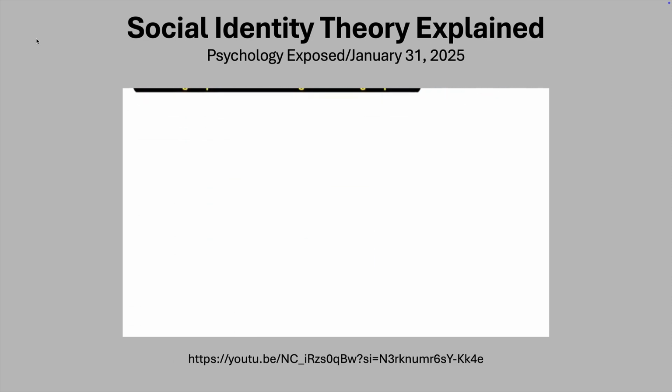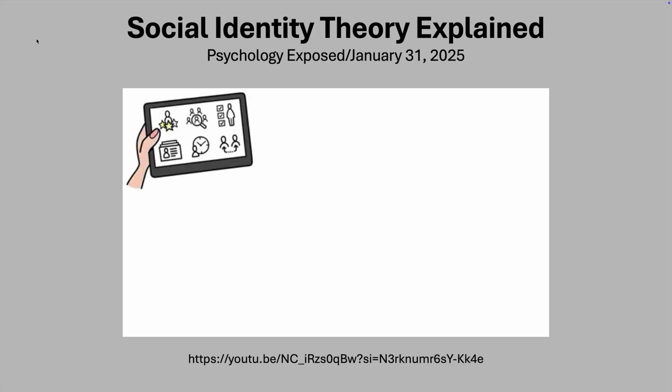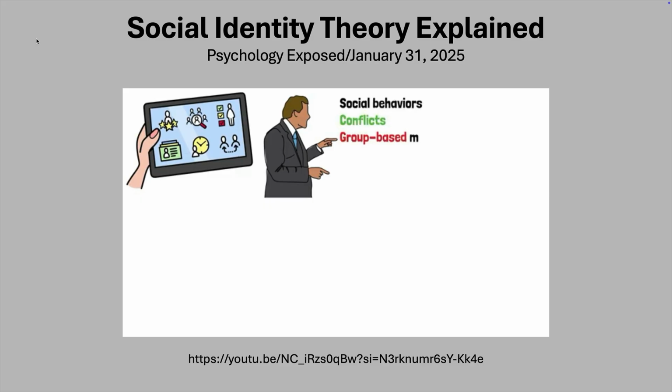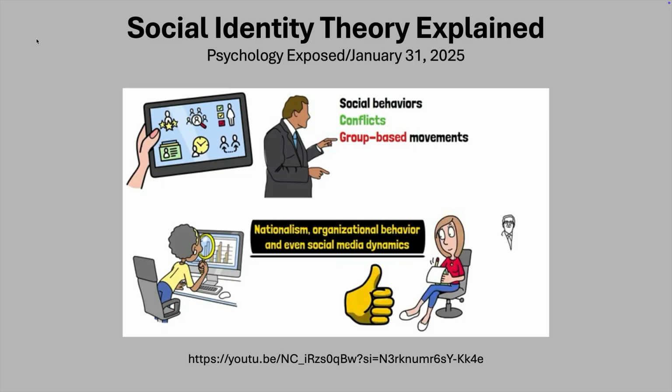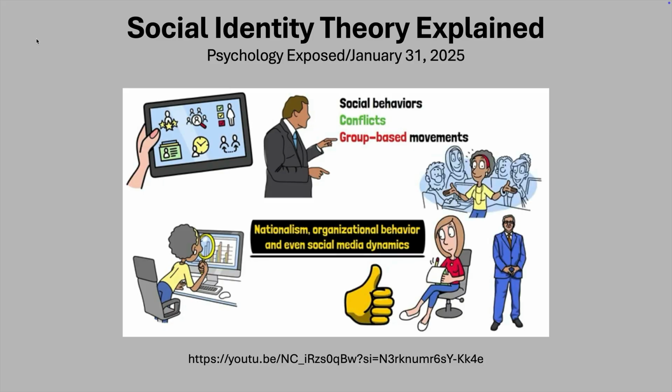dynamics. In application, social identity theory is key in understanding social behaviors, conflicts, and group-based movements. It's widely used to analyze nationalism, organizational behavior, and even social media dynamics. By understanding these elements, psychologists can better interpret individual and group behavior in diverse settings.